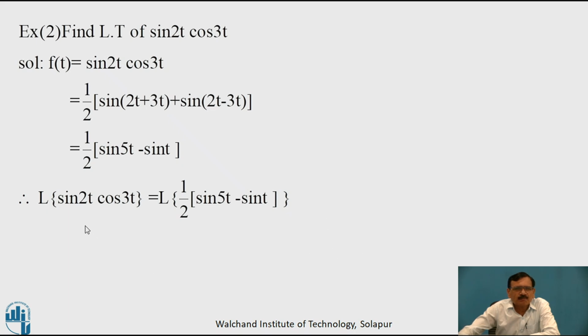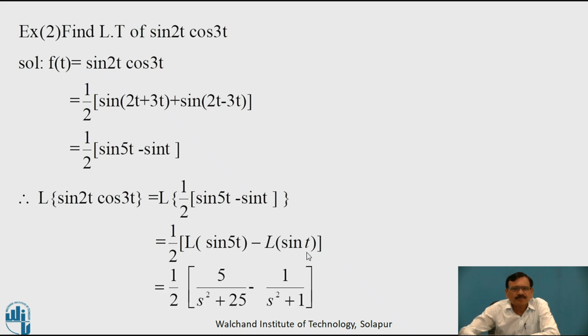Therefore, Laplace transform of sin 2t into cos 3t is equal to Laplace transform of 1 half of sin 5t minus sin t. Now, by using the linearity property, 1 half into Laplace transform of sin 5t minus Laplace transform of sin t, which is equal to 1 half, Laplace transform of sin of 5t is 5 upon s square plus 5 square, means 25, minus Laplace transform of sin t is 1 upon s square plus 1, by using the Laplace transform of sin at.